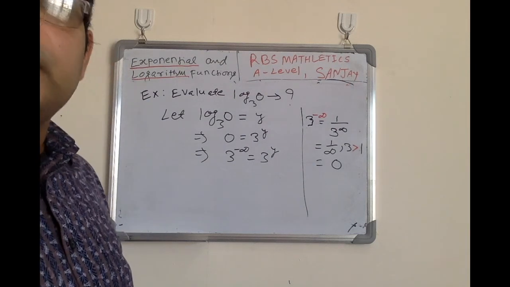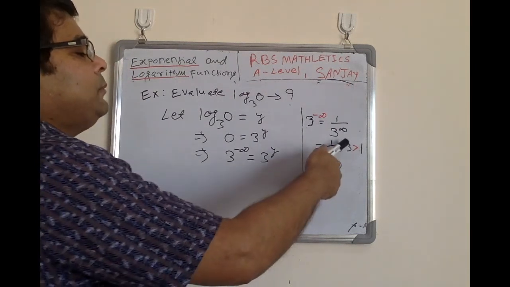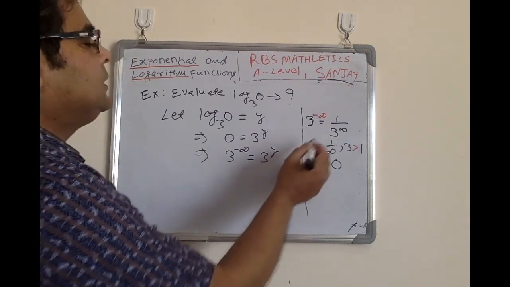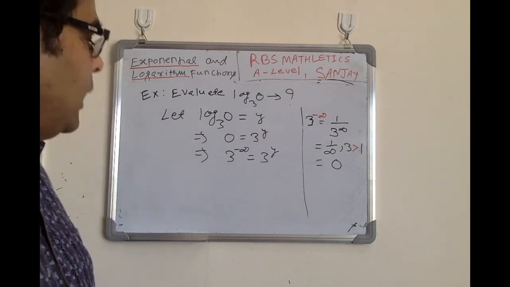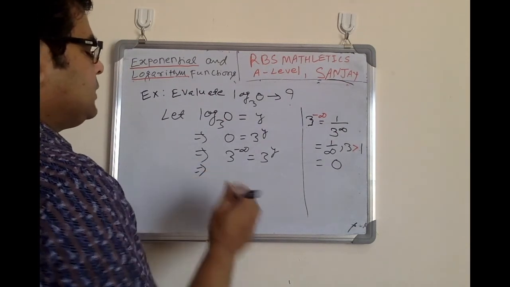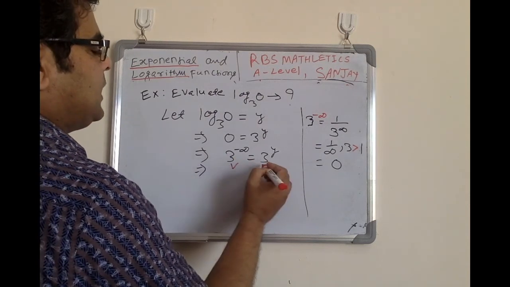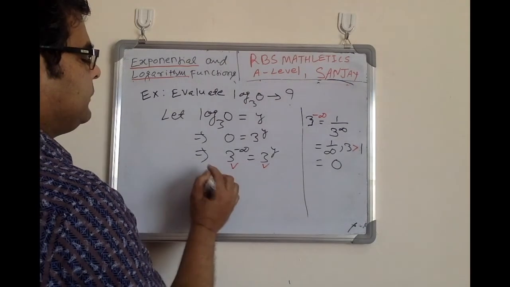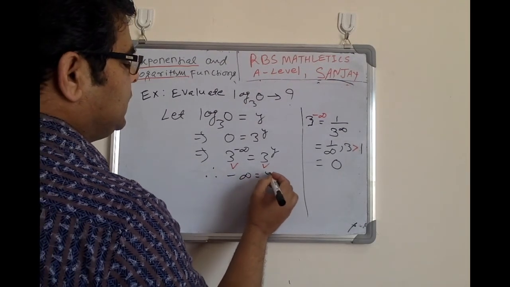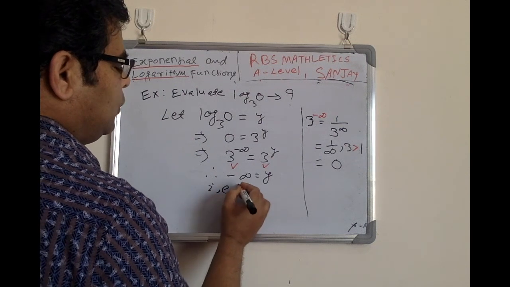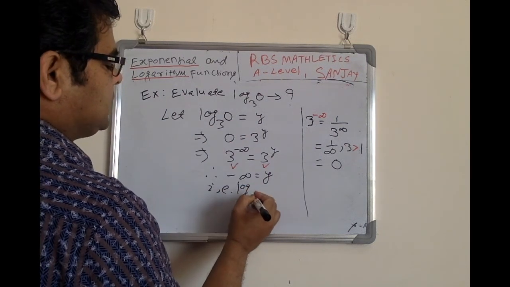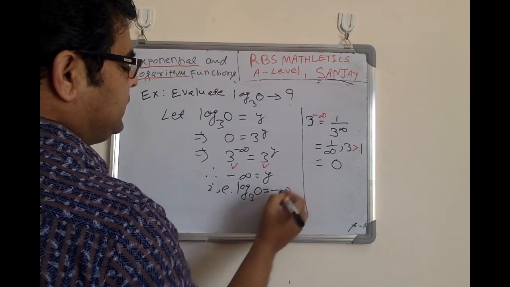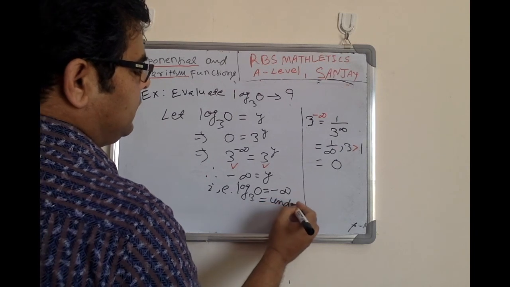I will take the number 3. But one thing, at this time I am working with a number which is greater than 1. In this case you can see 3 itself is greater than 1. If you compare these two sides, because the bases are the same, the powers are equal, so negative infinity is going to be y. That is, log base 3 of 0 is going to be equal to negative infinity, and it is in fact undefined.